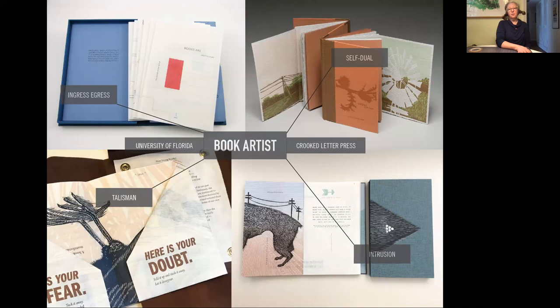In the lower left corner is Talisman. That is my most recent work, and it is about the feelings of isolation of an artist during tumultuous times, something that probably a lot of people who are artists know about in the present moment. And in the lower right corner is Intrusion, a book about the environment and the human intrusion on the natural world and the effects of human life on it, and how we are not striking a good balance in that realm.